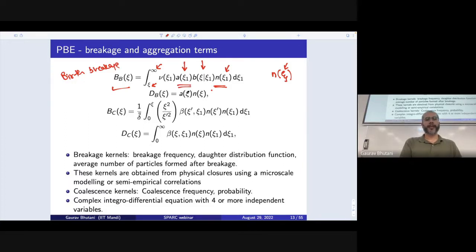Okay. Next is a daughter size distribution. Now, if a bigger particle, a bubble, breaks, will it form particles of equal sizes, or will it form particles of unequal sizes? What will be the sizes of particles formed if a bigger bubble breaks, right? So that is contained in this function, the daughter distribution function, which says what is the probability of a particle of size xi happening if a particle of size xi1 breaks.